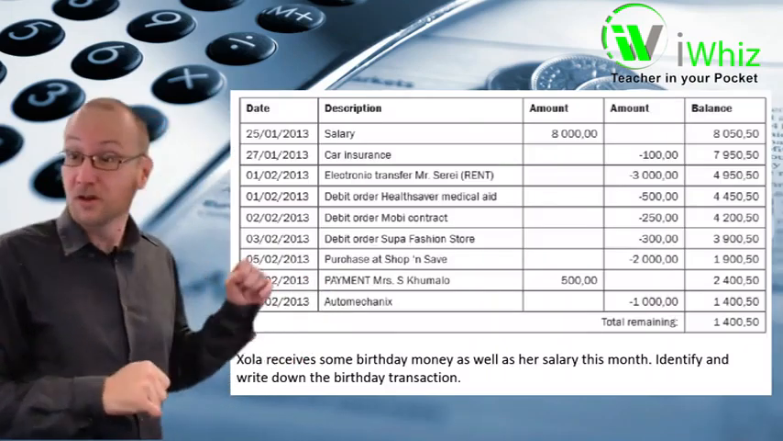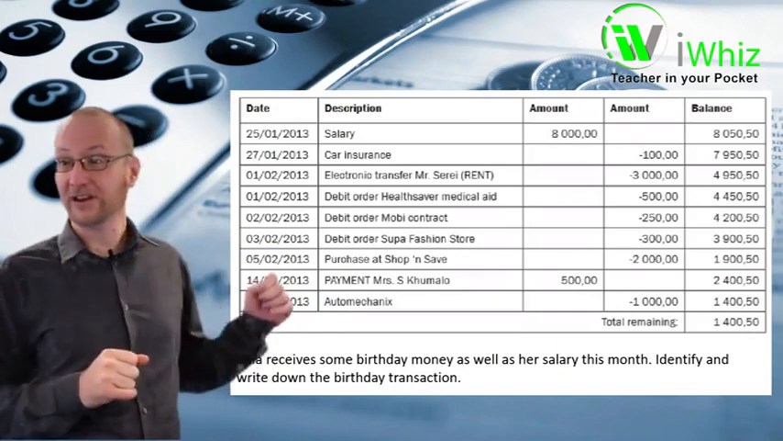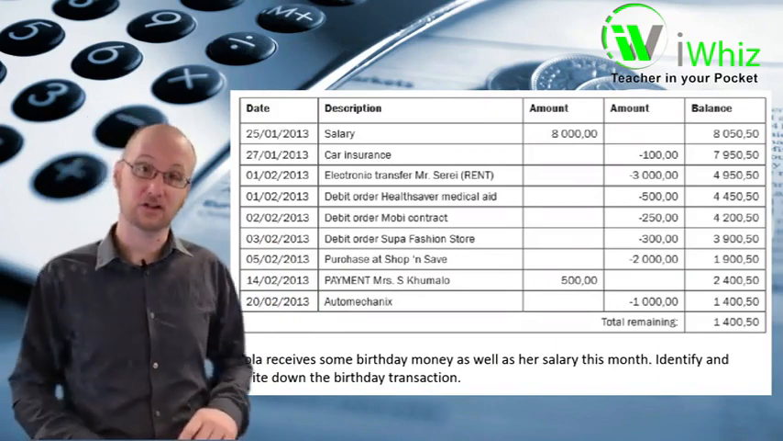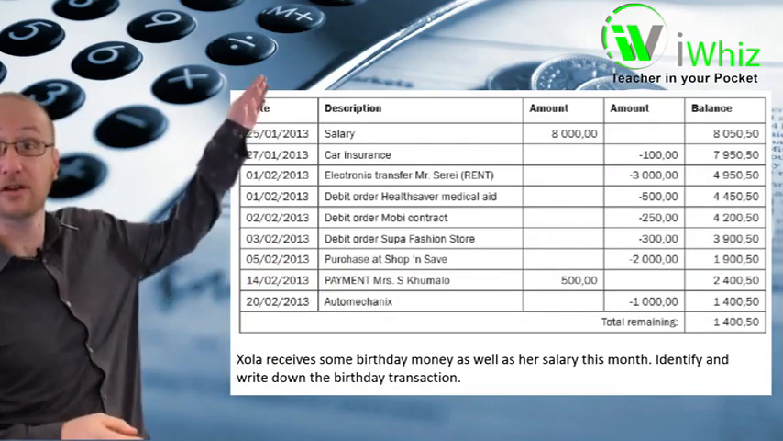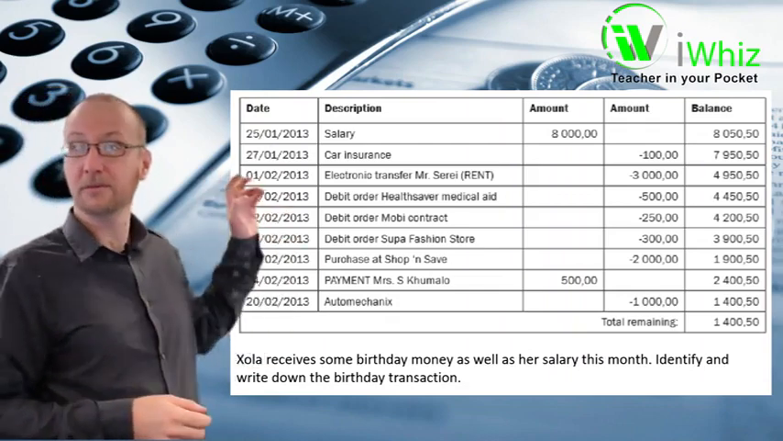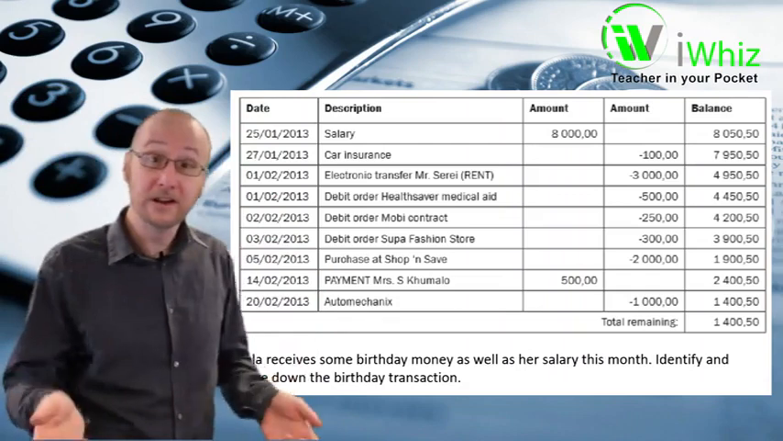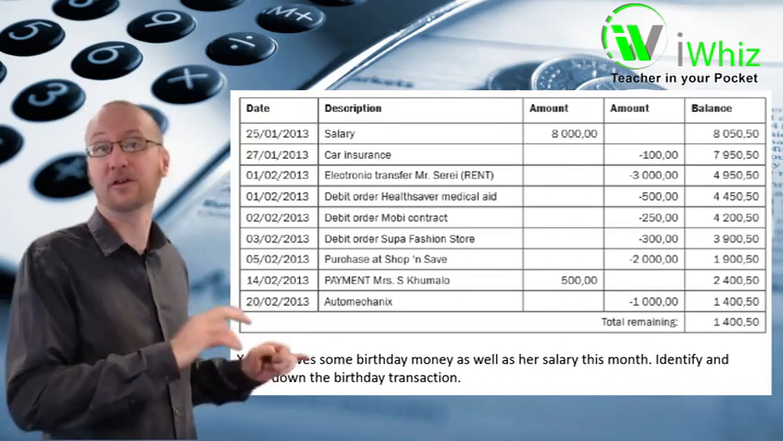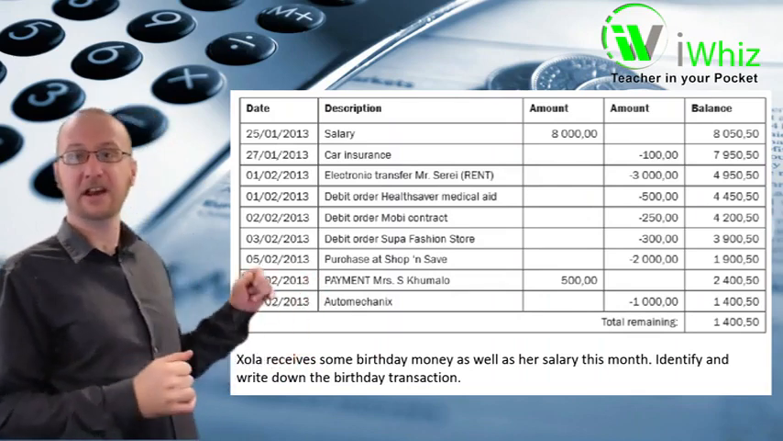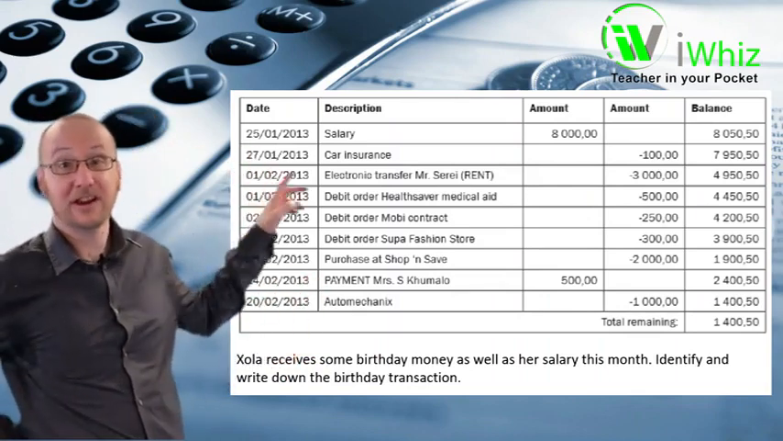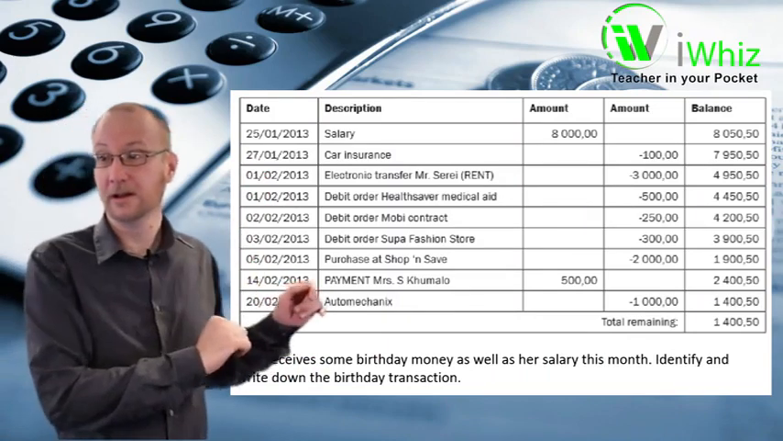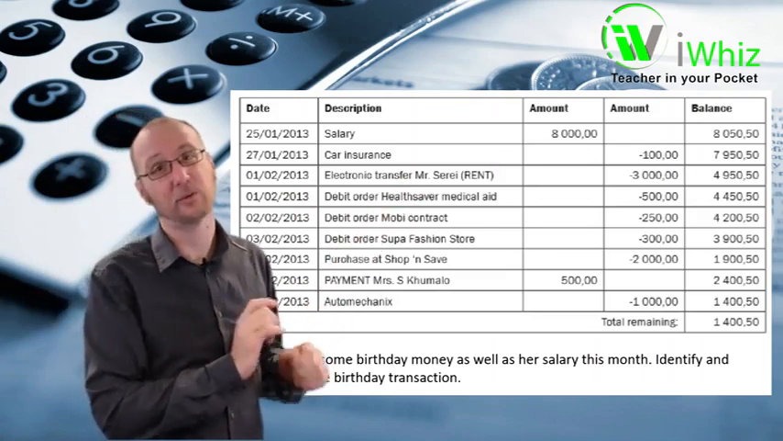Okay, next question. She received some birthday money as well as her salary this month. Identify and write down the birthday transaction. So guys, she's receiving money, so we look in the first column and we see she receives 500 Rand from Mrs. S. Khumalo. Since that's the only other money she receives other than her salary, that must be the birthday money that she was given. So you would just write down the date, the 14th of the 2nd, 2013, then payment, Mrs. S. Khumalo. And you can even put the amount there, 500 Rand.